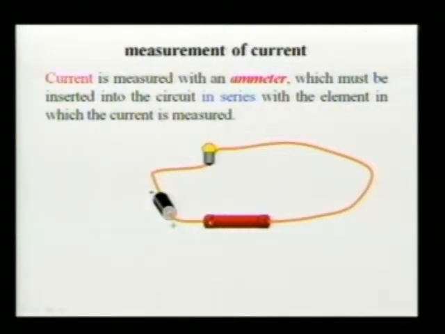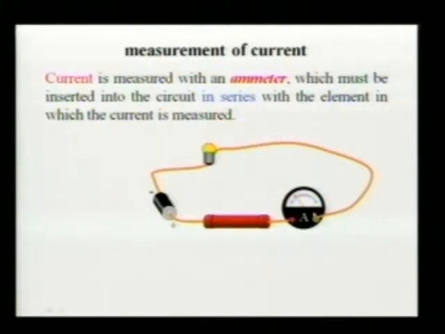Now, let's say that I want to measure current flowing in this resistor. If I want to measure current flowing in this resistor, I have to connect a device in such a way that I'm sure that the current in the ammeter is going to be at least the same as in the resistor. Therefore, we have to insert the ammeter in series with the device in which we measure current. So, like in that arrangement, current in the resistor is going to be equal to the current in the ammeter.